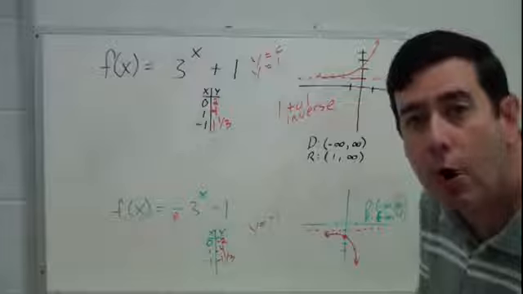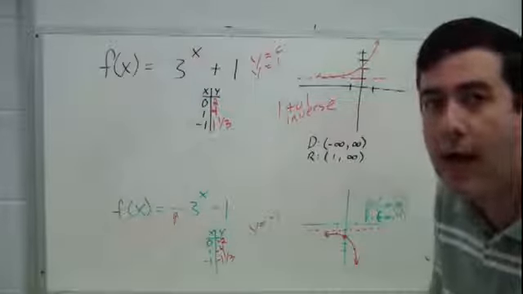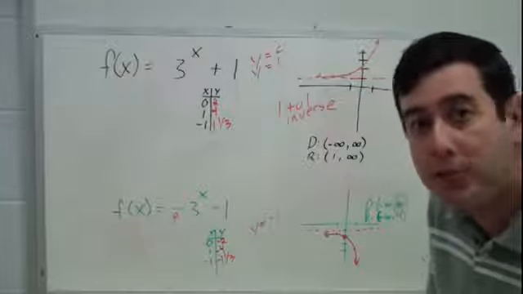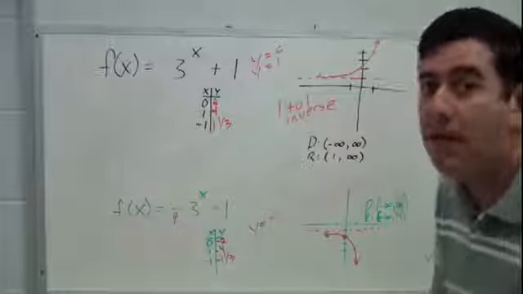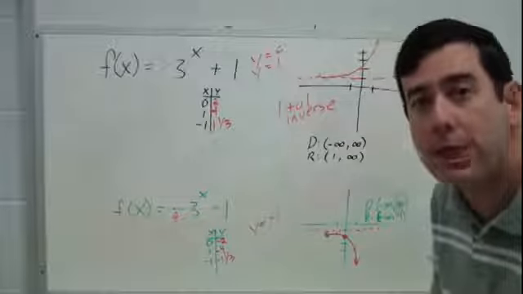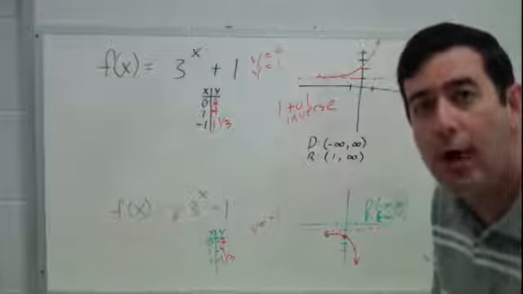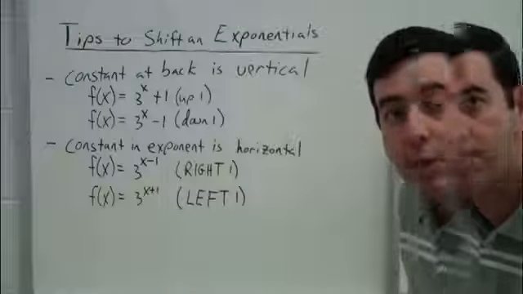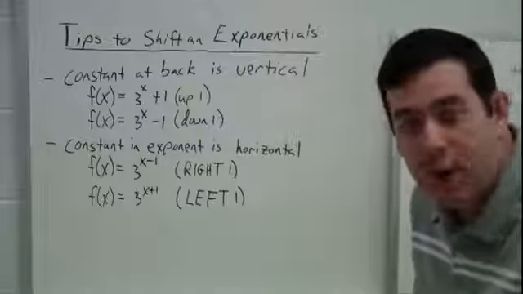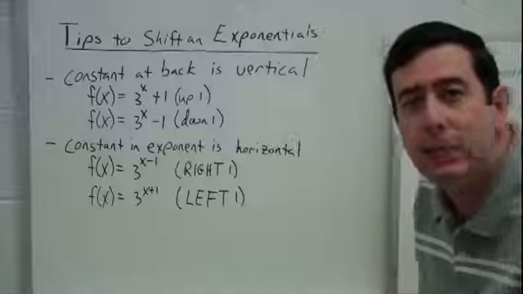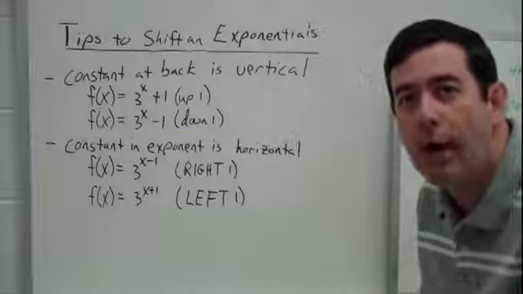You can also do horizontal shifts, left or right, by putting constant values in the exponent. For me, it's just as easy to just substitute things to figure out where the picture belongs. If you'd like, you can think of shifting or translating these exponential functions as well.